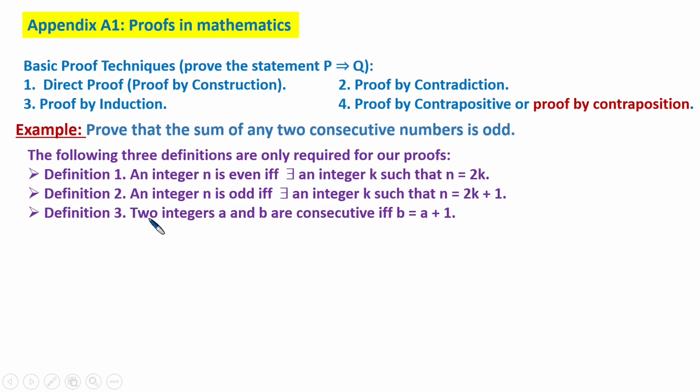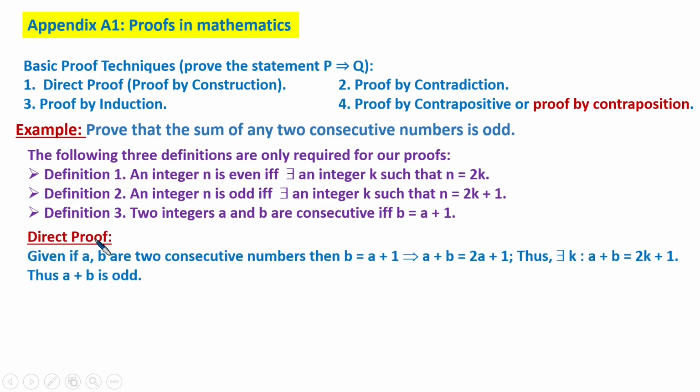And the third definition: two integers a and b are consecutive if and only if b equals a plus 1, since b is the next number after a. Now we will prove this by direct proof. Given a and b are two consecutive numbers, then b equals a plus 1 from this definition. So if I add a on both sides, this a plus a will become 2a.